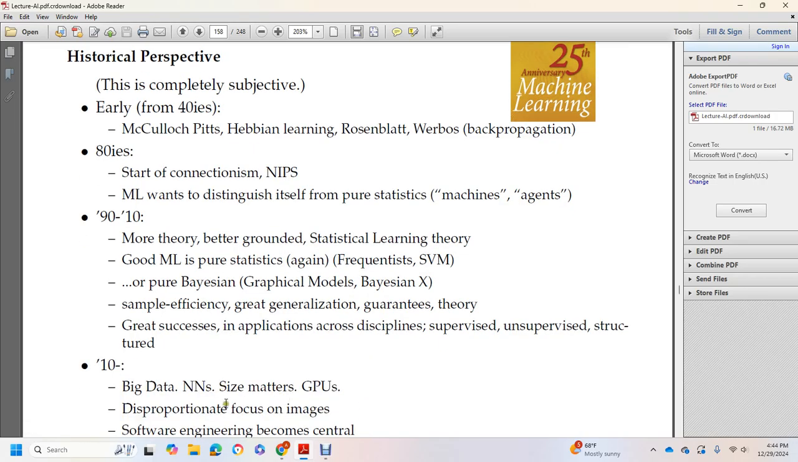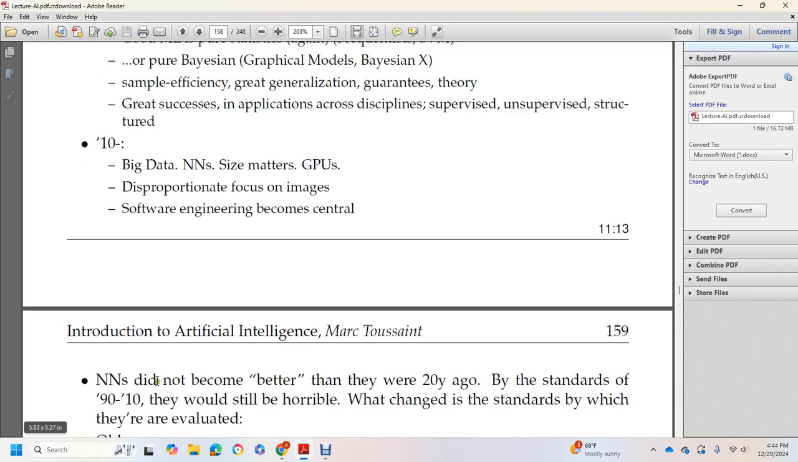2010: big data, neural network size matters, GPUs, and software engineering becomes central. Neural networks did not become better than they were 20 years ago, but by the standards of the 90s to 2010s they would still be horrible. What changed are the standards by which they are evaluated.